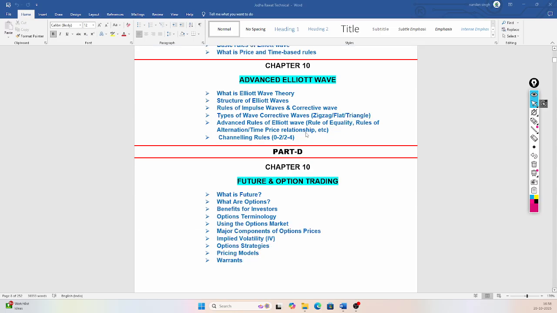In chapter number 10 we are going to learn advanced Elliott wave: what is Elliott wave theory, structure of Elliott waves, rules of impulse waves and corrective waves, types of corrective waves, zigzag, flat, triangle, advanced rules of Elliott wave, rule of equality, rules of alternation, time price relationship, etc. Now the last one, channeling rules, 0 minus 2, 2 minus 4.